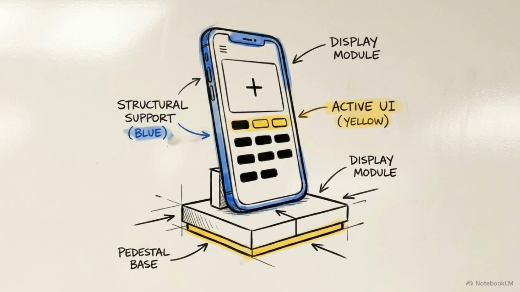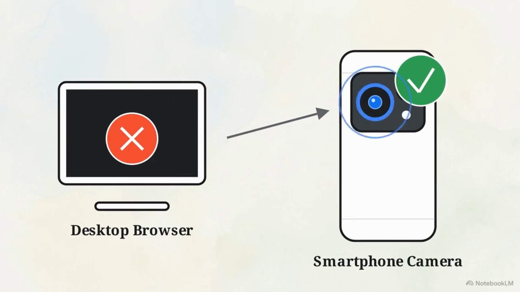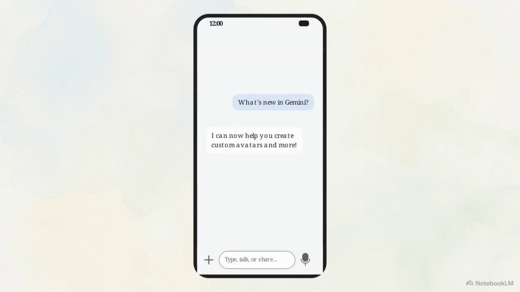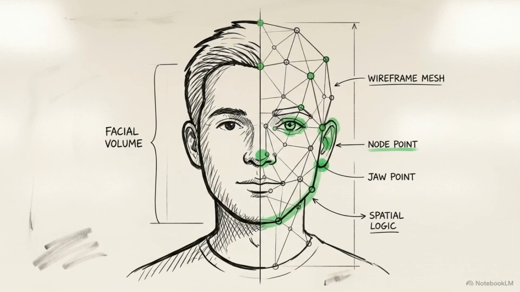Before we start, there is a strict hardware requirement. You have to begin this process on a smartphone. You can't train the model on a desktop browser. You need the phone's camera to capture your initial data. To check if your account has access yet, open the Gemini app on your phone. Tap the plus icon at the bottom, which opens the More Uploads menu. If the tool has rolled out to you, you'll see a dedicated Avatars button right there. Once you tap that, you are translating your physical identity into a persistent digital asset that you can control.